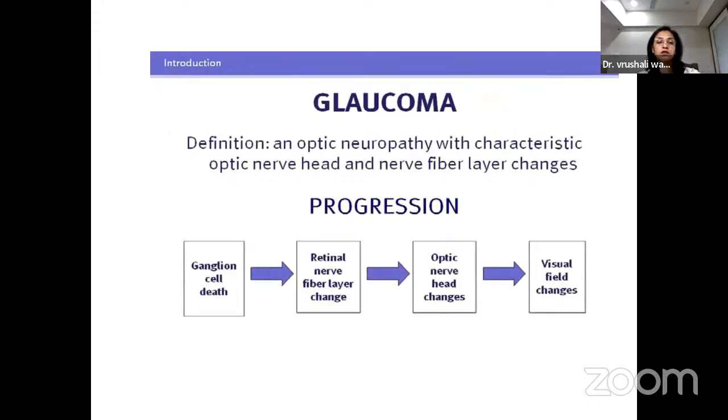First, there occurs ganglionic cell death, followed by retinal nerve fiber layer changes, then optic nerve head changes, and then the visual field changes. Whatever the type of glaucoma, whether open angle or closed angle, this is how the disease progresses. First, there occurs ganglionic cell death. Increased intraocular pressure is the only risk factor we can control or treat to reduce the progression and stop the progress of the disease.